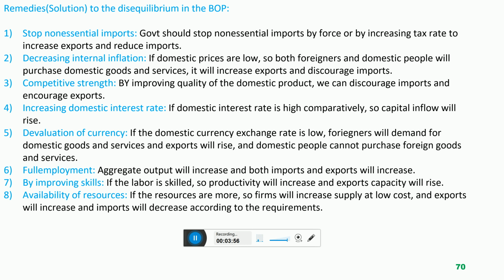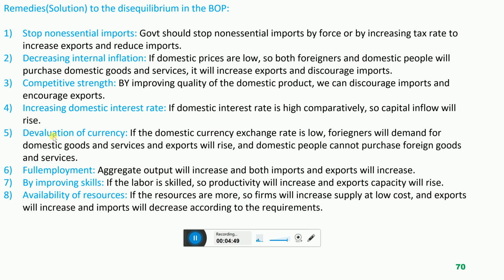Automatically exports will increase. The fourth solution, increasing domestic interest rate, means capital inflow. If the domestic country is in need of funds, in need of money, the domestic country has to increase the interest rate. When the domestic country increases the interest rate, foreign investors will invest in the domestic country, purchase bonds, and deposit in the saving accounts of the domestic country. So money flows into the domestic country, and the balance of payments increases, meaning exports more, imports less.